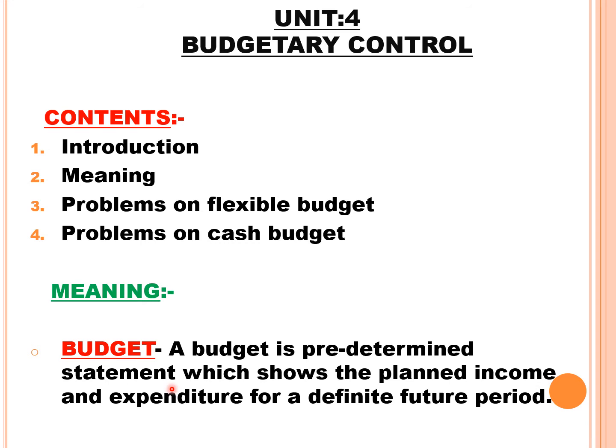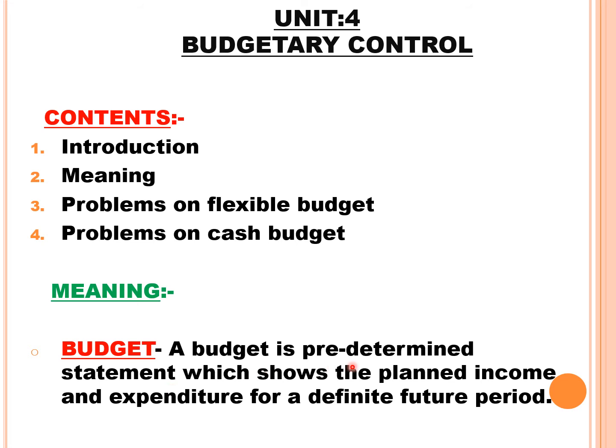It's a statement, a table, a list that shows how much is our planned income and planned expenditure. That means according to the quantum of income, you match your expenditures, so that you determine it in advance. Tomorrow's income and expenditure, you determine today. That is called budget. So budget is predetermined.